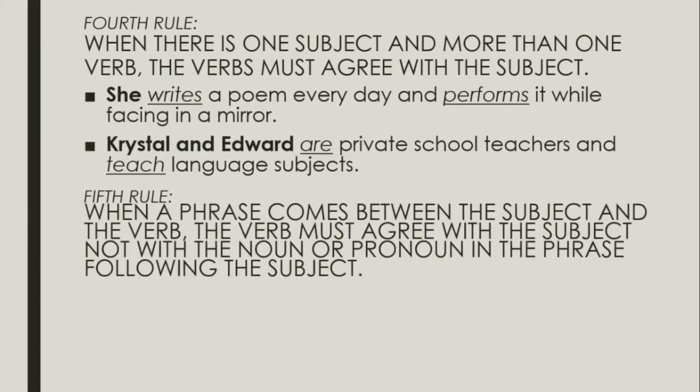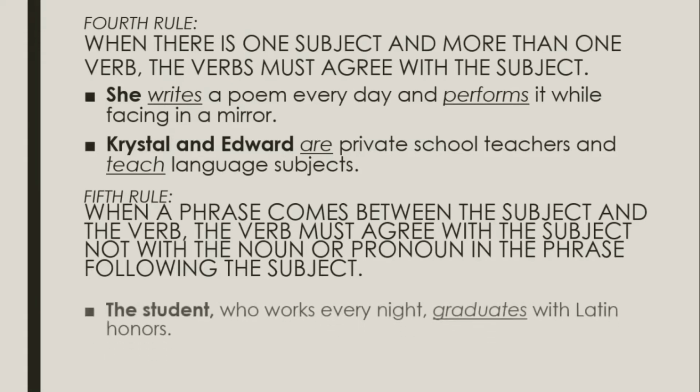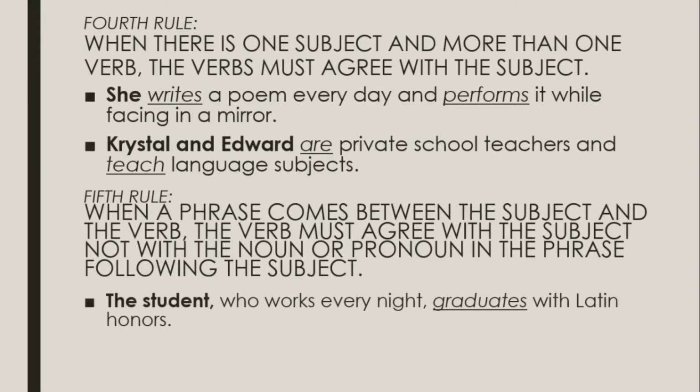For our fifth rule, when a phrase comes between the subject and the verb, the verb must agree with the subject, not with the noun or pronoun in the phrase following the subject. In this particular rule, the phrase does not really affect which verb we need to use, depending on the number of the subject. For example, the student who works every night graduates with Latin honors. In this sentence, our subject is the student, which is only one, and our verb is graduates.